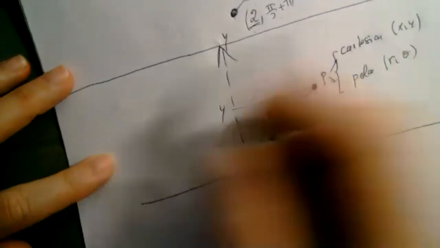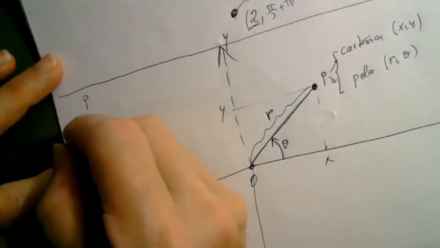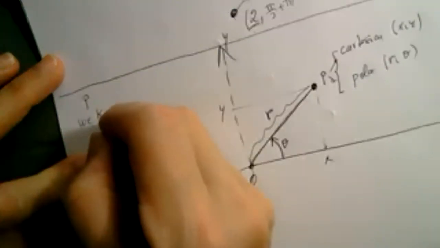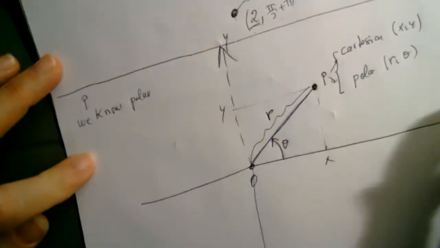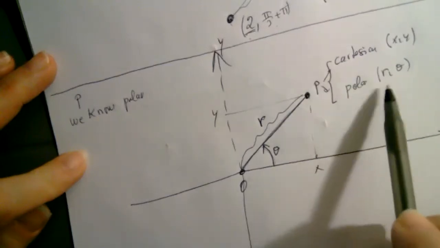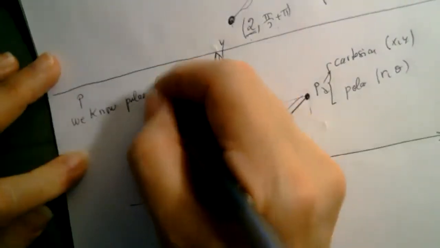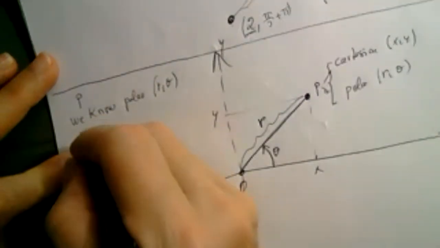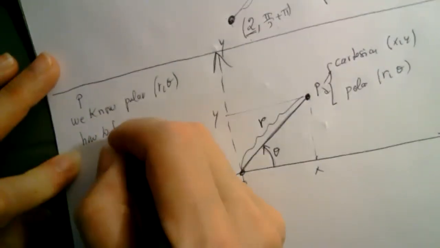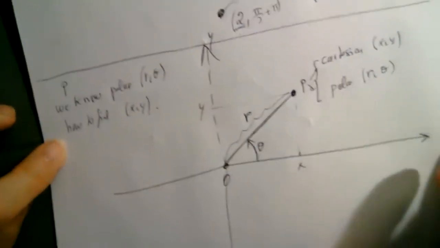So the question is, suppose I have a point P, and we know the polar. Every point now has two ways that you can represent it: either by Cartesian coordinates or polar. So suppose we know the polar, r and theta. How to find the Cartesian, x and y?